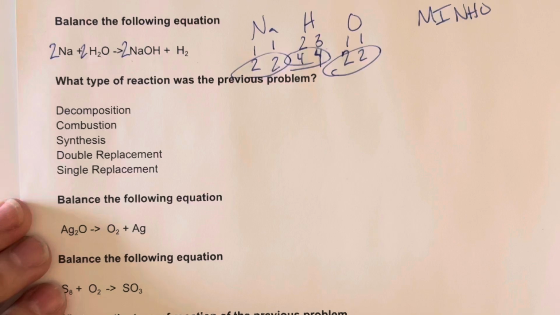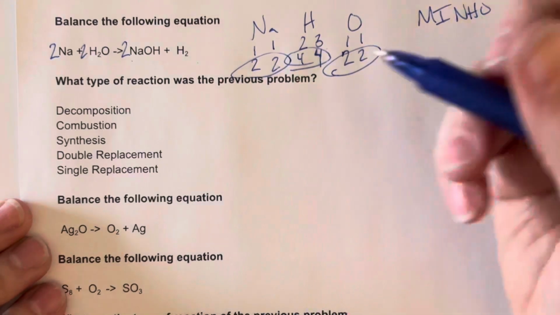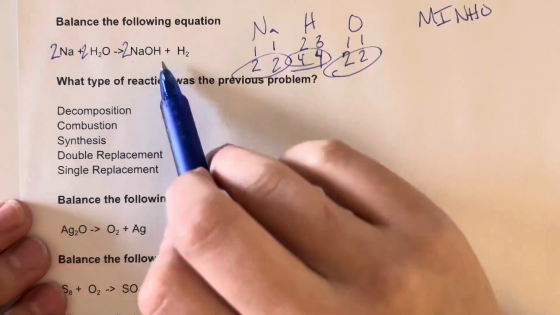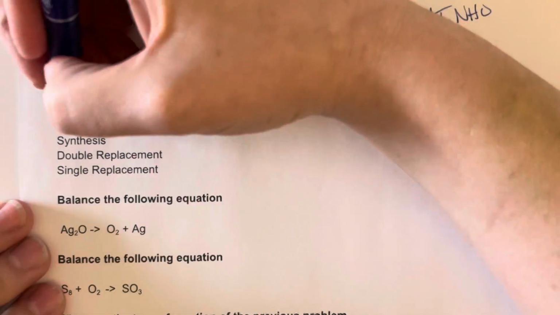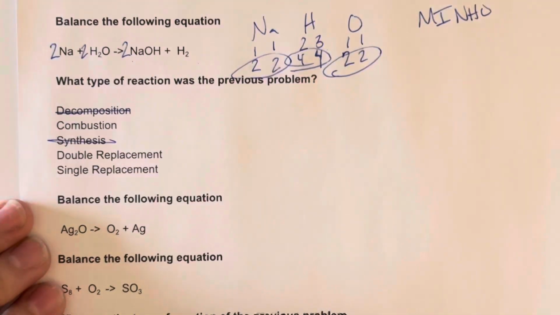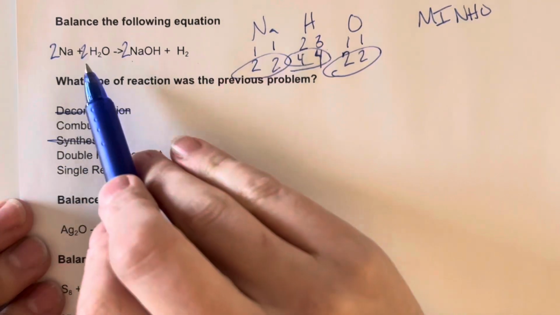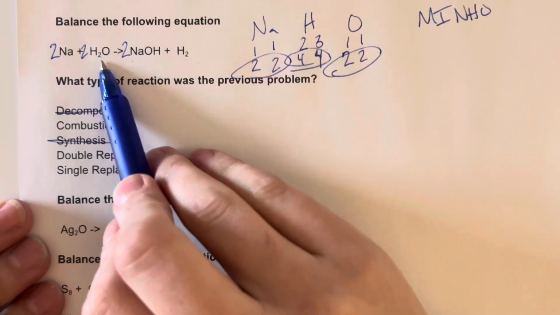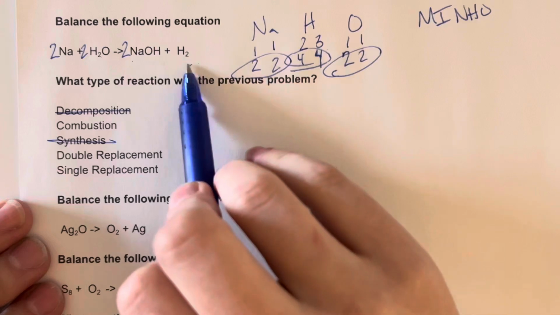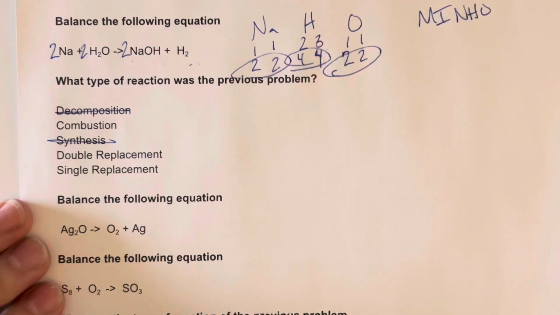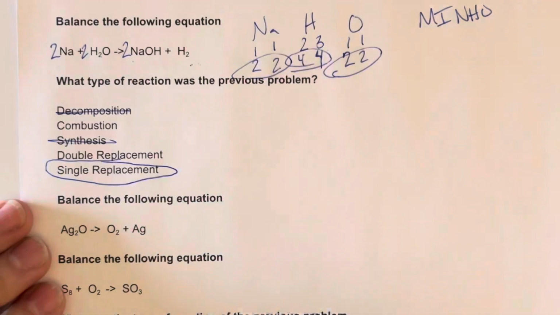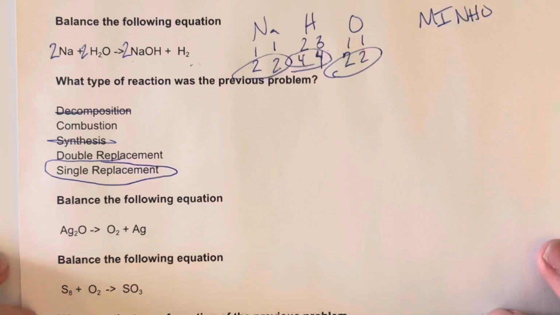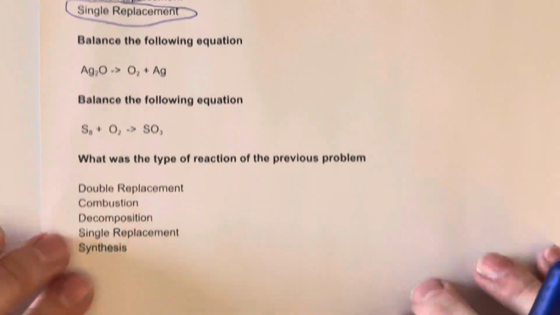What type of reaction was the previous problem? So the previous problem, I have a plus sign on both the left-hand side and on the right-hand side. So that means it cannot be decomp and it cannot be synthesis. I have a single element plus a compound going to an element and a compound. That most closely matches single replacement. And so that is going to be the type of reaction that it is.